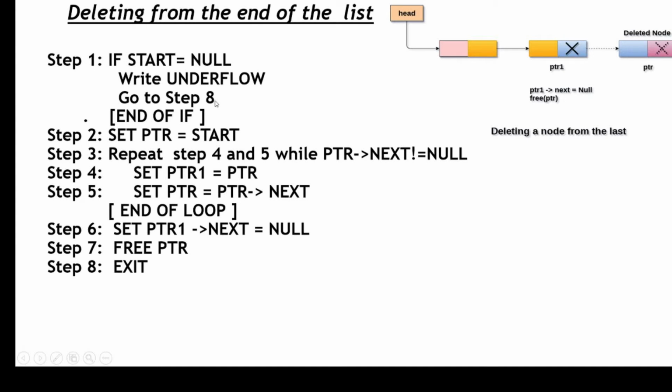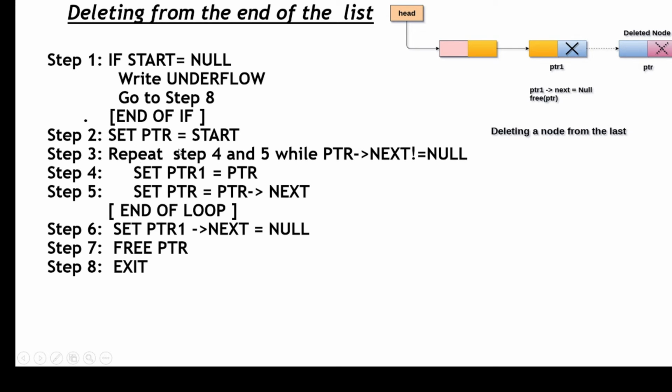Okay, next we can go through the second operation, that is deleting from the end of the list. In step 1 we can see that if start equals null, write underflow. This was already discussed in the previous sections: head is pointing to null and there is not any node in the list. So go to step 8, that is exit.